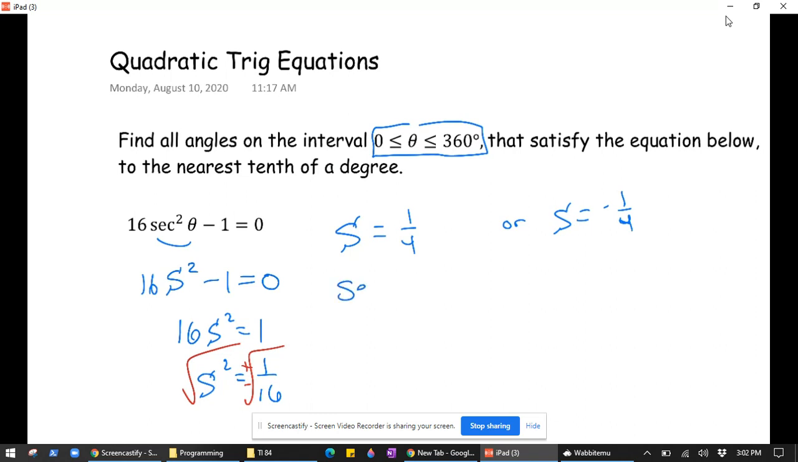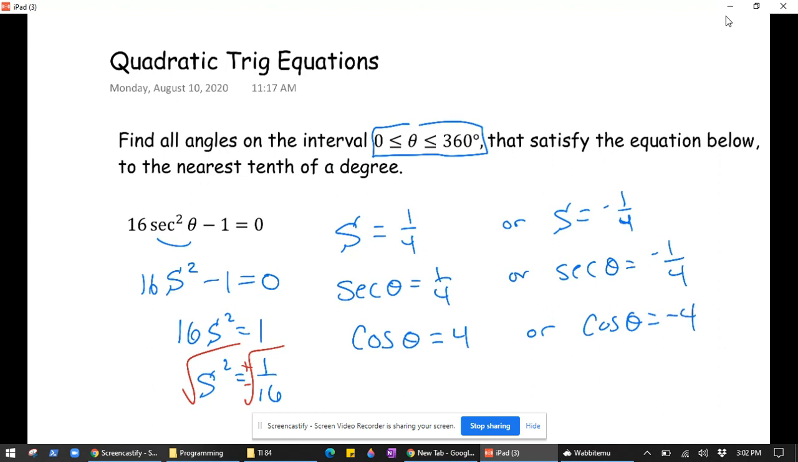That was really a stand-in for secant. So now secant of theta equals a fourth, or secant of theta equals negative a fourth. But I'm going to convert this equation to its reciprocal. The reciprocal of secant is cosine, and the reciprocal of a fourth is 4. So the solutions to the equation above are going to be the same as the solutions to these two equations.